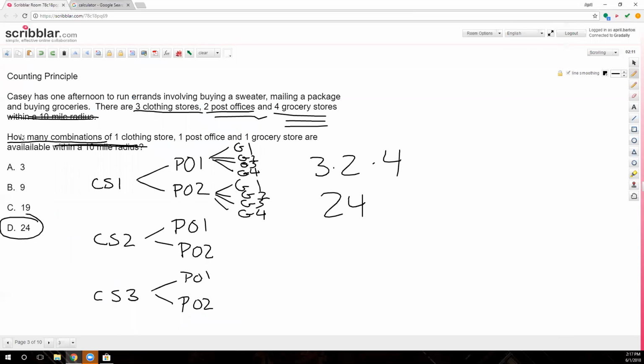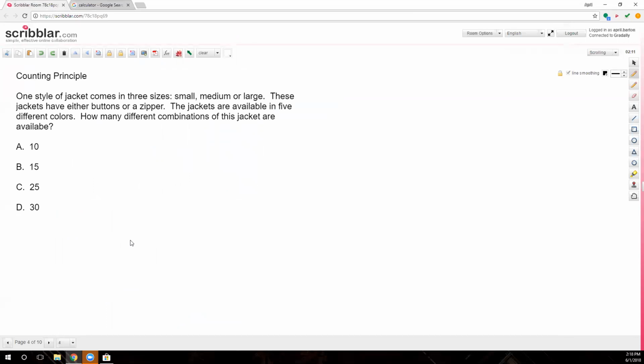So again, those keywords to know I need to multiply these together are how many combinations or how many ways. It'll be something like that of how can you pick to do these things. Okay. So let's practice another problem of this. One style of jacket comes in 3 sizes, small, medium, or large. These jackets have either buttons or zippers. The jackets are available in 5 different colors. So you just need to identify what are my options that I'm choosing from.